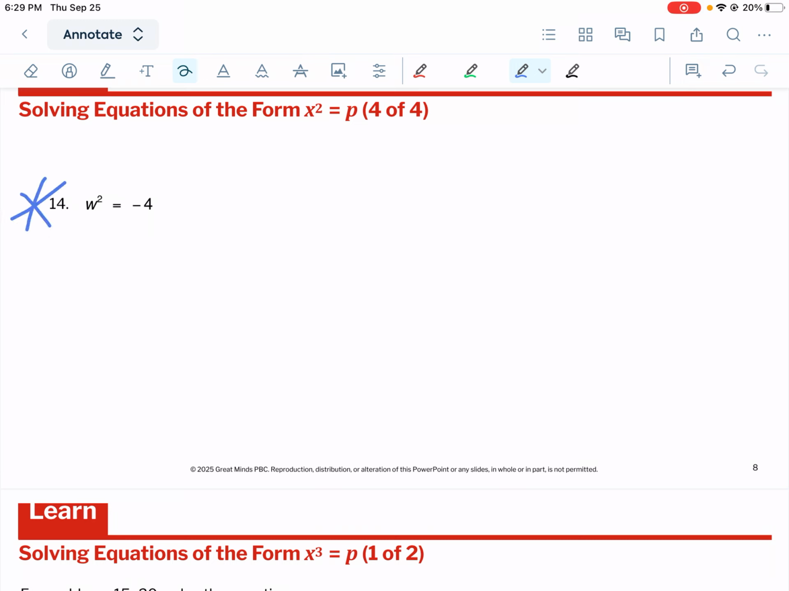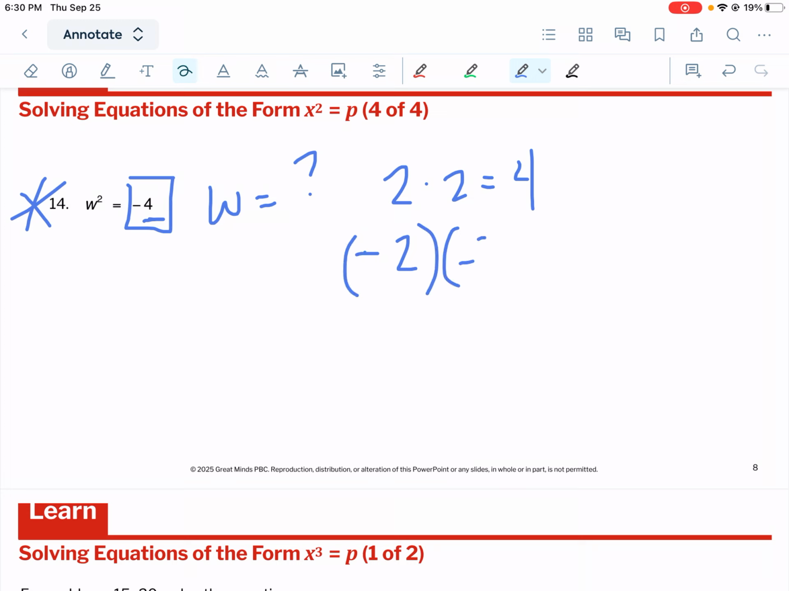It gives us w squared equals -4, and we're looking for the value of w. I know that if I'm trying to get to 4, I would either need to use +2 or -2, because the square root of 4 is 2, but it's not a +4 in the equation. It's a -4. And +2 times +2 is +4. If I do -2 times -2, that'll still give me +4. So in this case, number 14 has no solution. That is a trick question there.